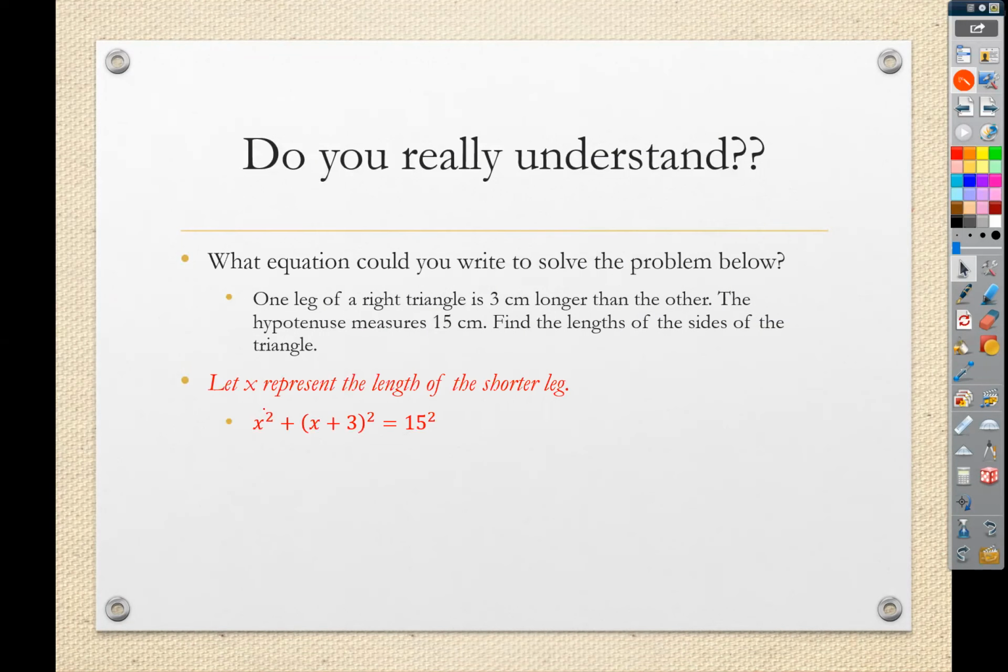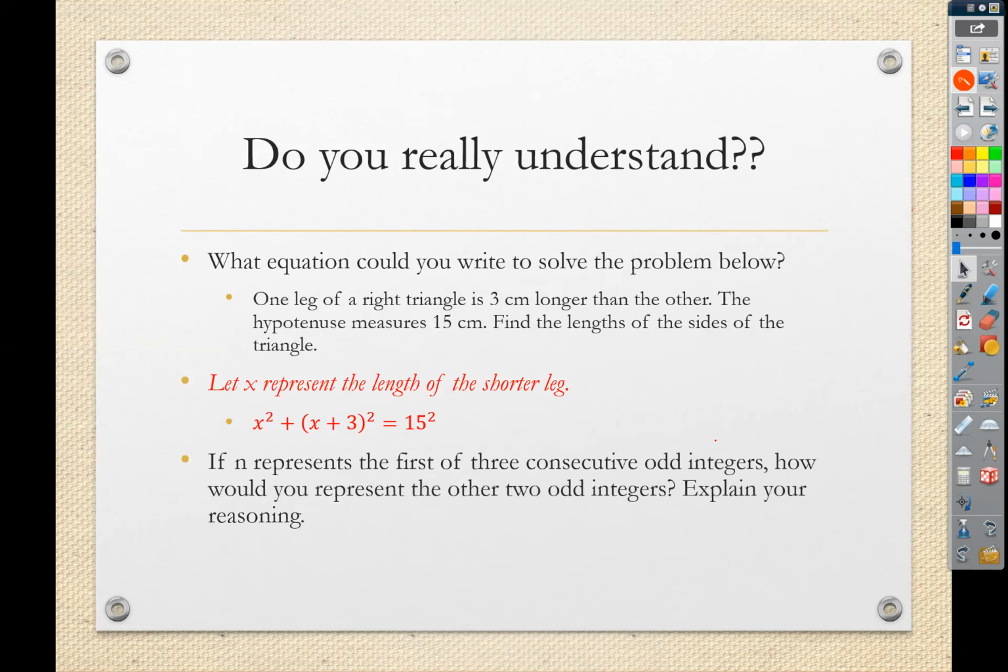So you would use x squared plus (x plus 3) squared equals 15 squared. If n represents the first of 3 consecutive odd integers, how would you represent the other 2 odd integers? Explain your reasoning. If n is the first one, what are the other 2? n plus 2 and n plus 4, because consecutive odd integers differ by 2.